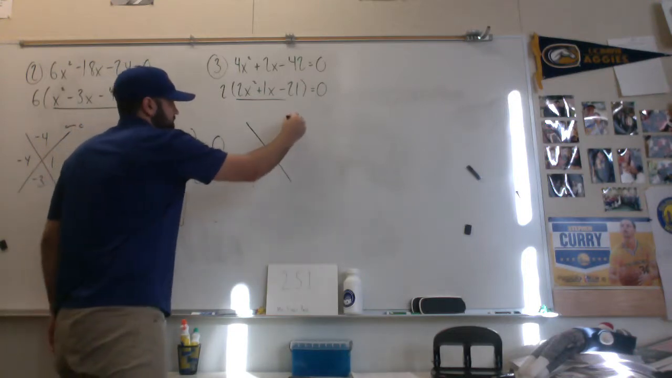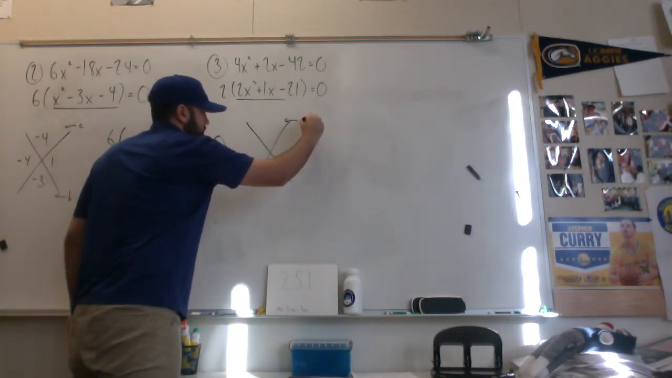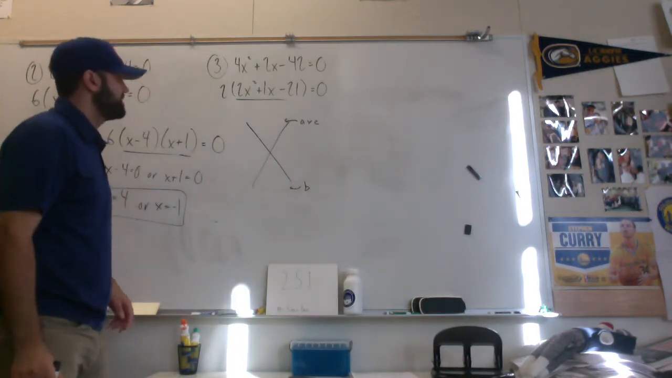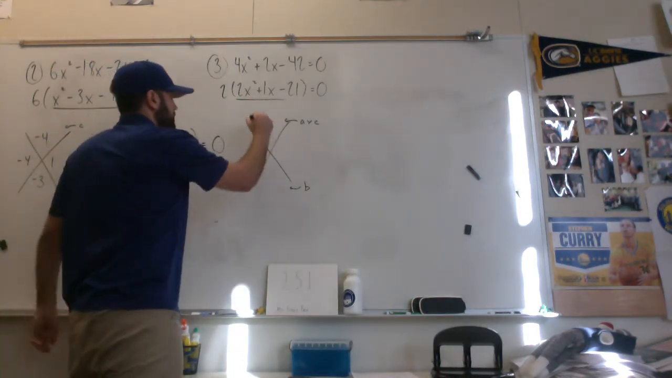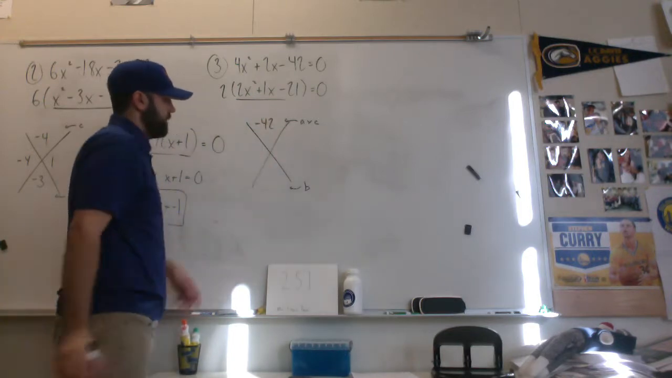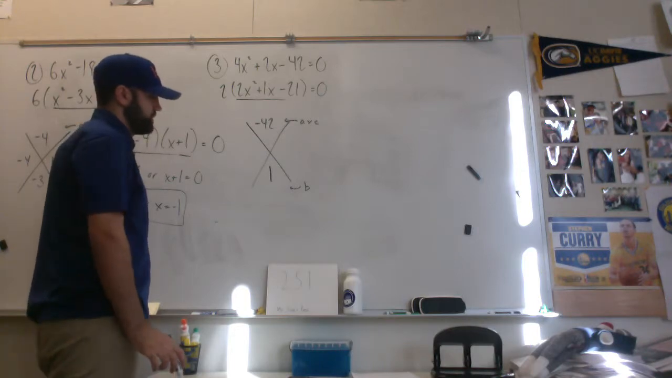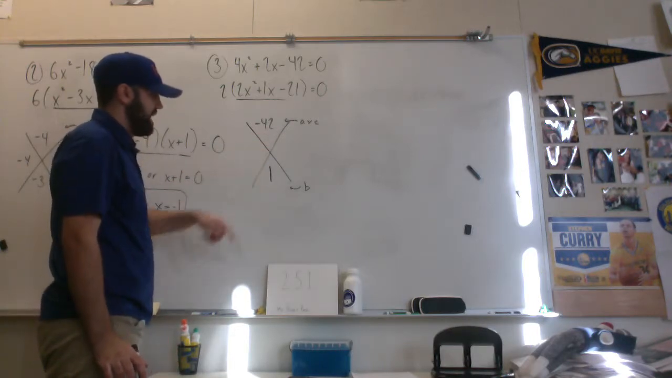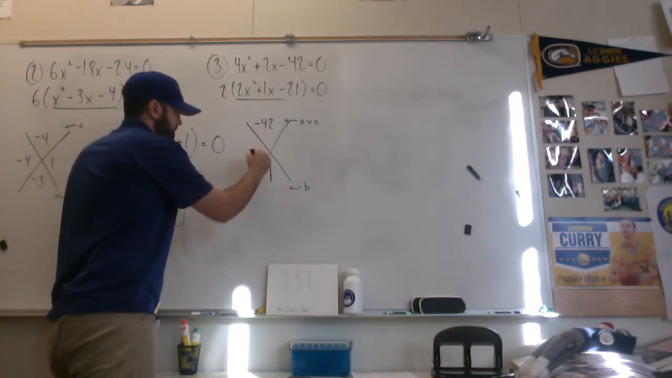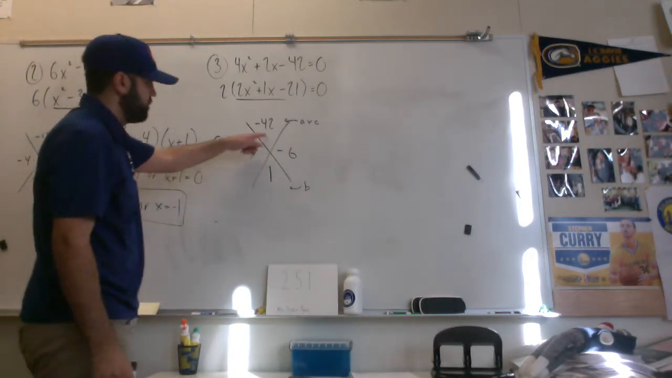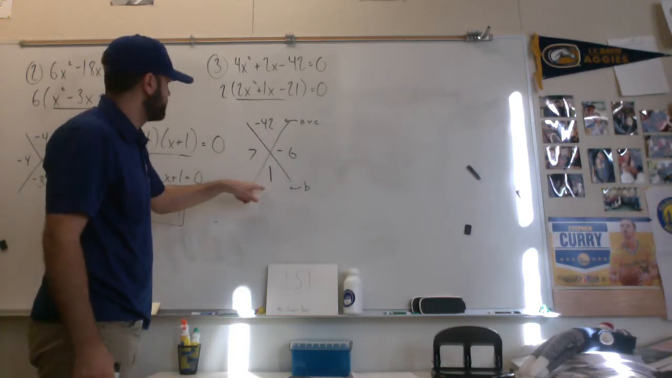Starting with our x, this is now a times c. This is still b. So a times c is 2 times negative 21, which is negative 42. B is positive 1. All right, so we need two numbers that multiply to make this and add to make that. 7 and negative 6. 7 times negative 6 is negative 42. 7 plus negative 6 is 1.